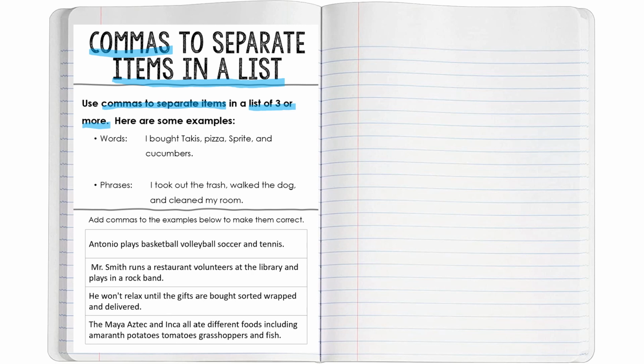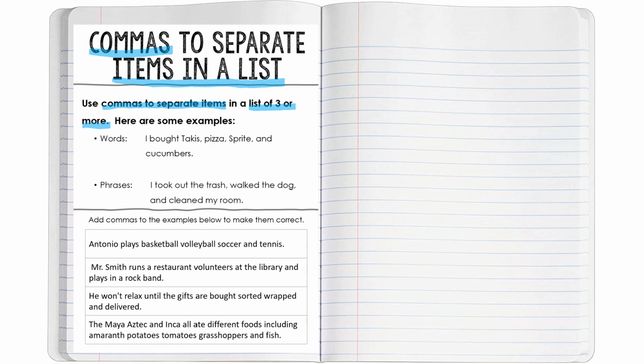If I only have 2 things, if I said I'm going to eat apples and peanut butter, I don't need commas. There's just 2 things. But if I'm going to eat apples, peanut butter, and raisins, I need those commas to separate my list. So I've got some examples here.